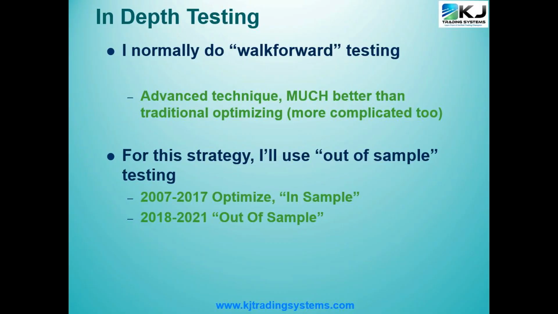Next, I go into what I call walk forward testing. This is my big test. And I don't have time to explain it all and do it all for you here. So in this video, I'm just going to use out of sample testing, which is not quite as good as walk forward, but it's still pretty good. So what I'll do is I'll optimize from 2007 to 2017. That'll be my in sample period. And then I'll get the best set of parameters and I'll apply it to 2018 to the present day. And that'll be my out of sample. And we'll see how that works.